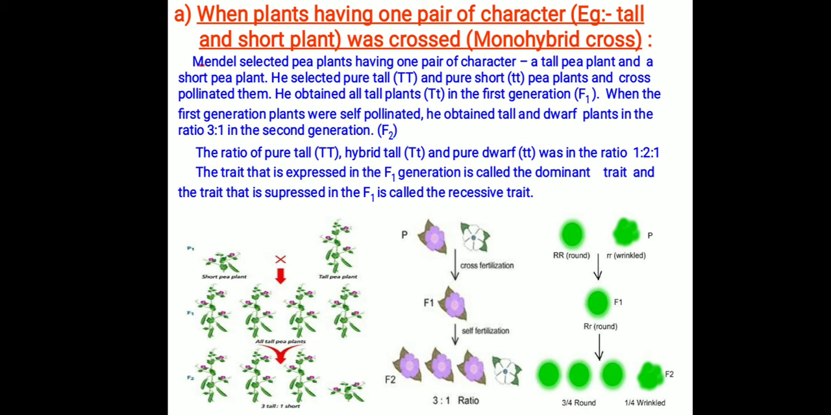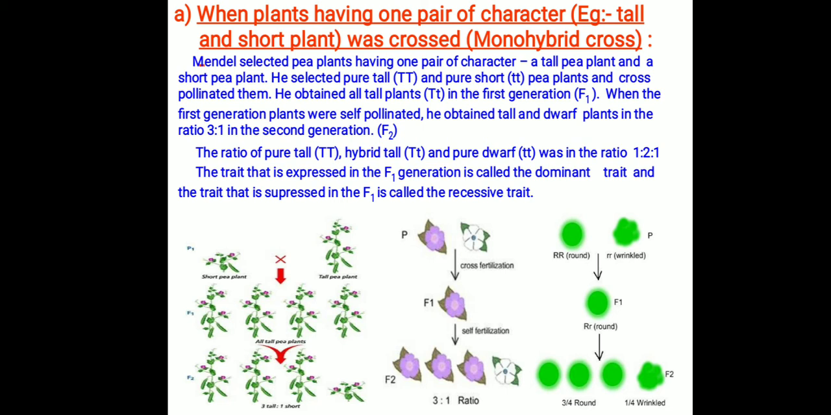These are given in your NCERT book as well. Again, take up the example with the help of this diagram. A short pea plant is there and a tall pea plant. In the first generation, all tall pea plants are formed, and when they are crossbred, three tall and one short plant came up. If we take the example of flower, when purple and white were cross fertilized, in the F1 generation all were purple. When self fertilization was done of the purple flowers, it came out in the ratio of 3 purple and 1 white.